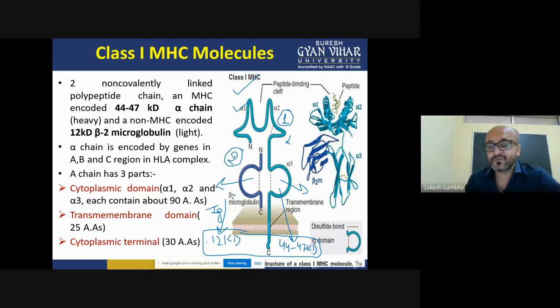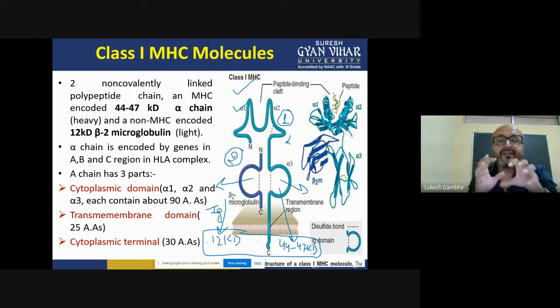Very simple. You take any cell, which will be having MHC class 1. You take out the membrane fraction. From the membrane fraction, you take out the protein content, or you take out the MHC molecule. Once you have taken out the MHC molecule, you run it on SDS-PAGE, and you will get only two bands. One band will be of 45, 46 kilodalton, and another band will be of 12 kilodalton.